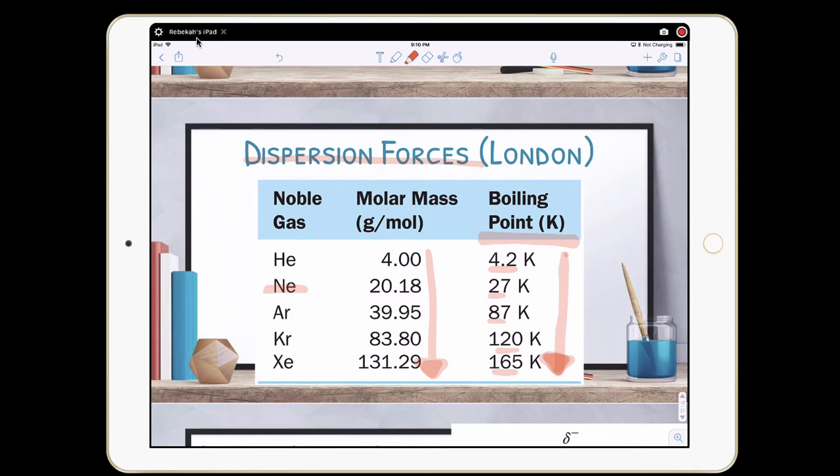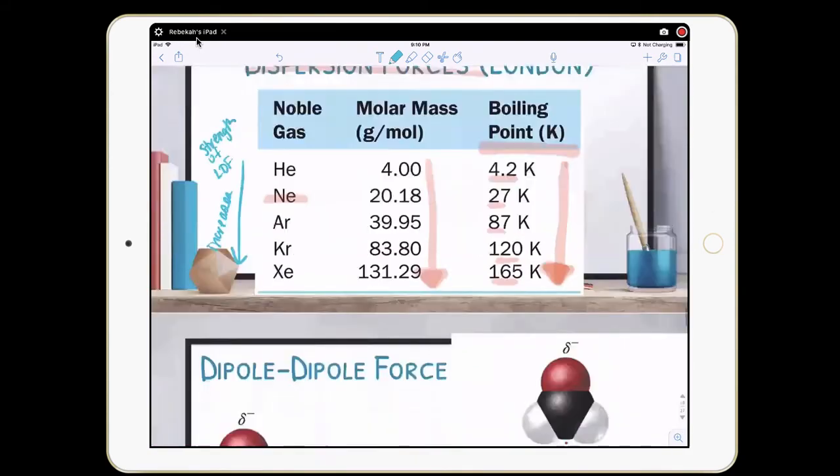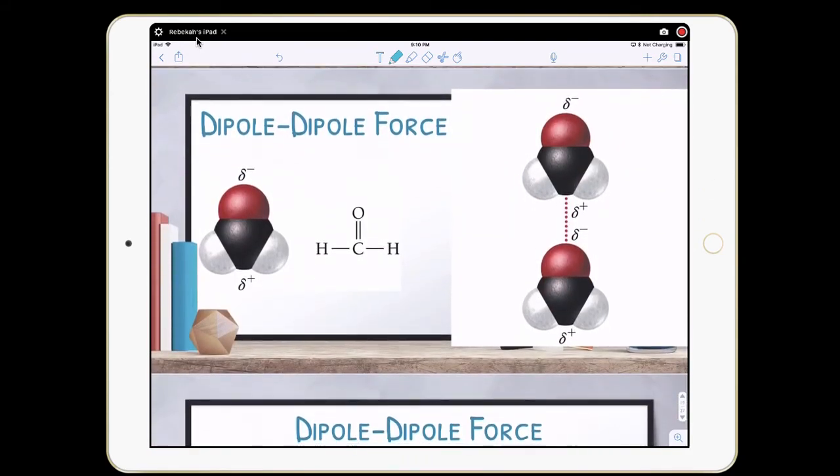So London dispersion forces, so the strength of London dispersion force also increases as we get bigger. Just because we have more opportunities for this weird, off-kilter electron distribution thing to happen. We got more chances for it to happen. Okay. Now, the next force is called a dipole-dipole force.